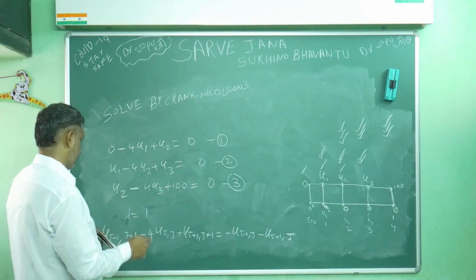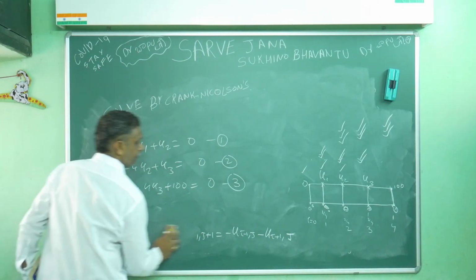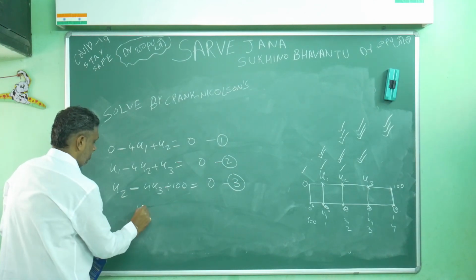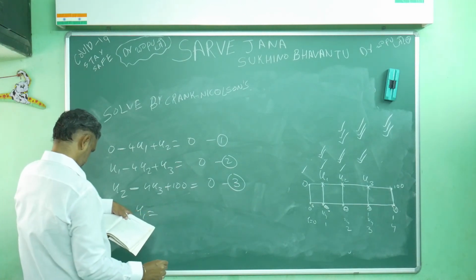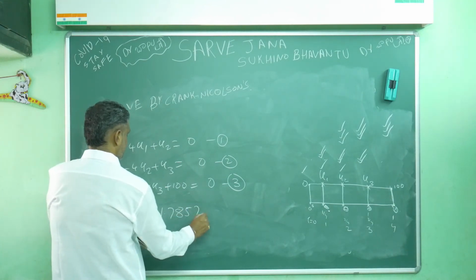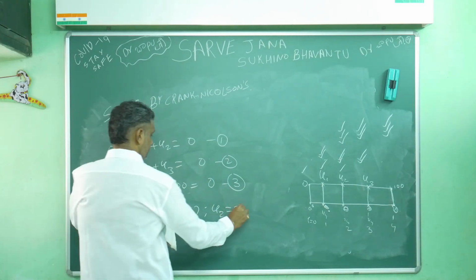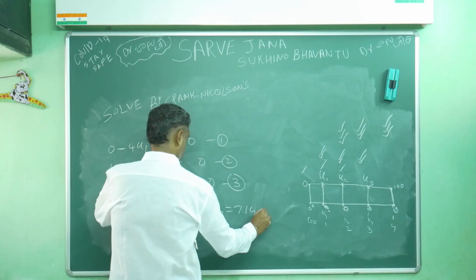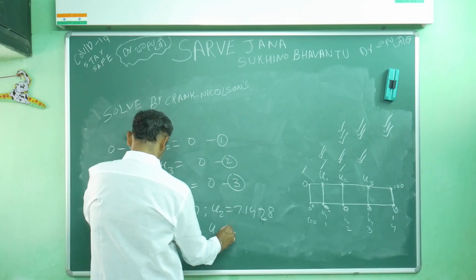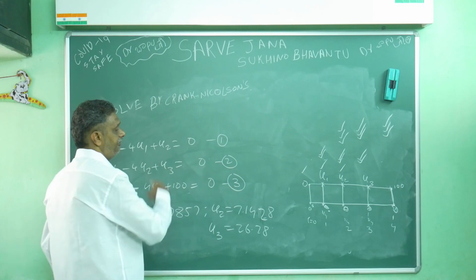Now, by solving 1, 2, 3, what I will get? u1 is equal to 1.7857. u2 is equal to 7.1428. u3 is equal to 26.78. See, this is the way of attacking the problem.